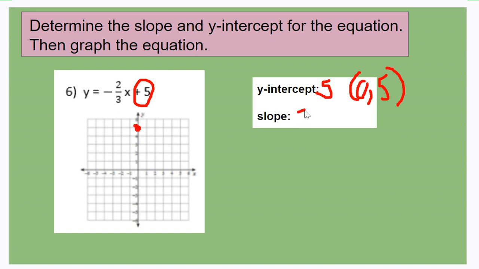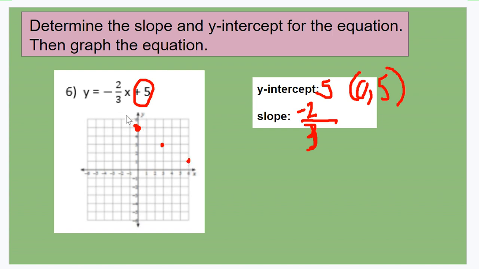So we're going to have -2. Which direction will that be? That means down 2. And then over 3, or run 3. So -2/3. Notice that when the negative's in front, we always give it to the top number. So we're going to go down 2, 1, 2, right 3, 1, 2, 3, and put our point.